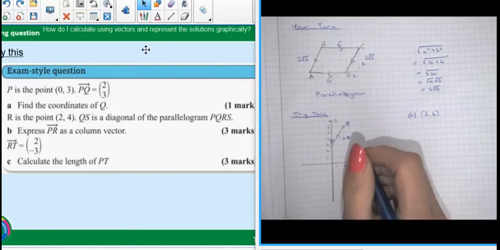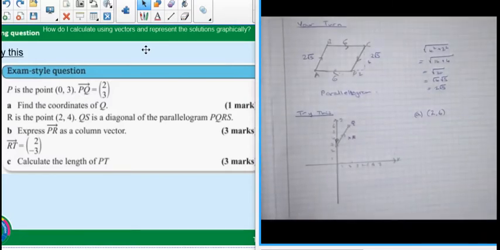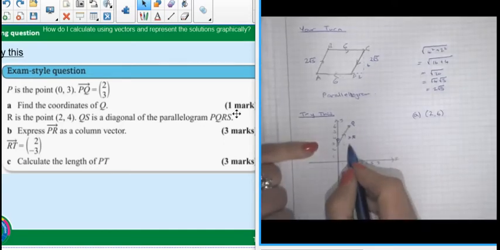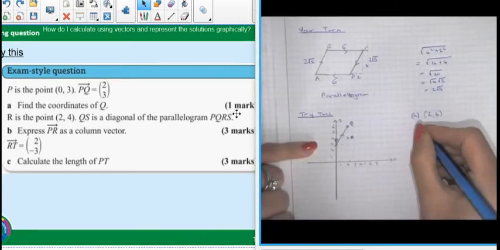QS is a diagonal of the parallelogram PQRS. Express PR as a column vector. Now, this sentence here isn't really relevant to us when we're answering this question. PR as a column vector is (2, 1), 2 along and 1 up.